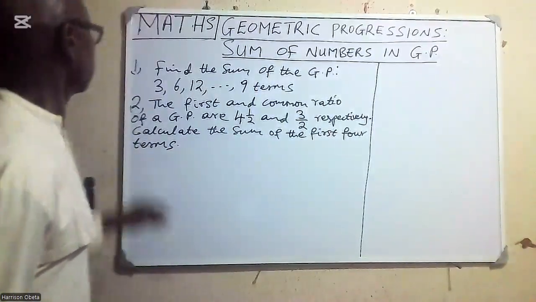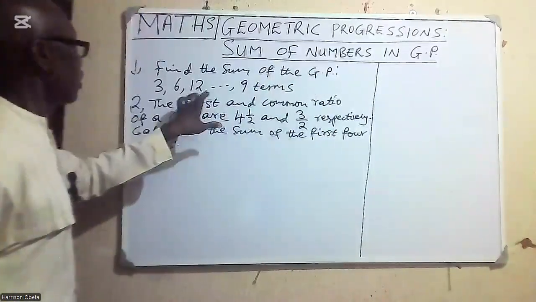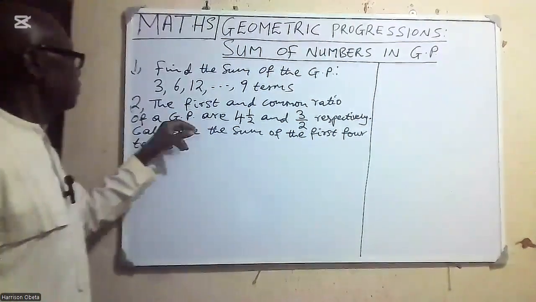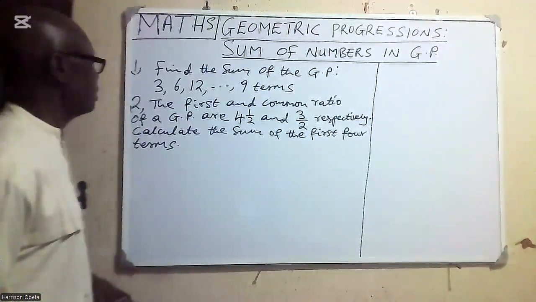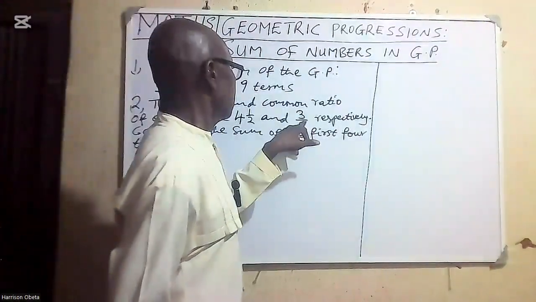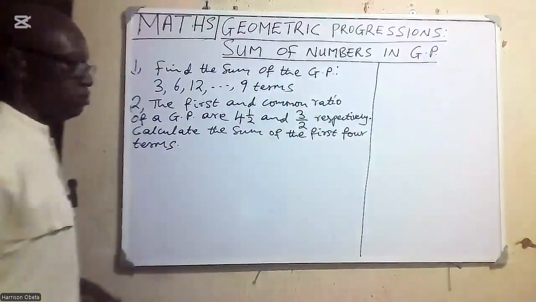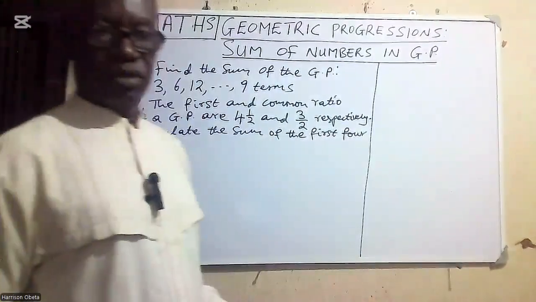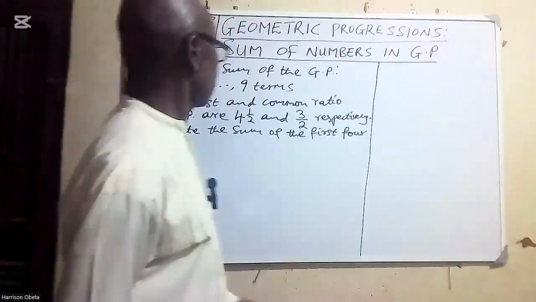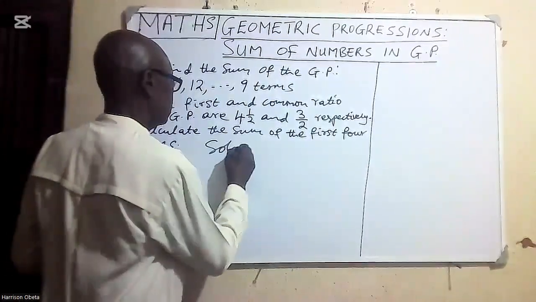So let's start. Number 1, find the sum of the GP 3, 6, 12 up to 9 terms. And second one, the first term and common ratio of a GP are 4.5 and 3/2 respectively. We have to calculate the sum of the first 4 terms. So let's start. Solution now.